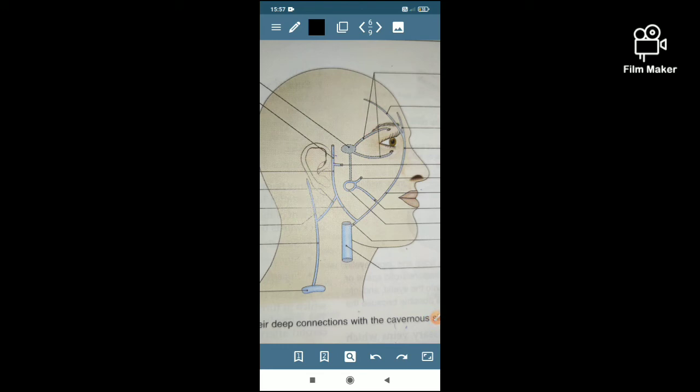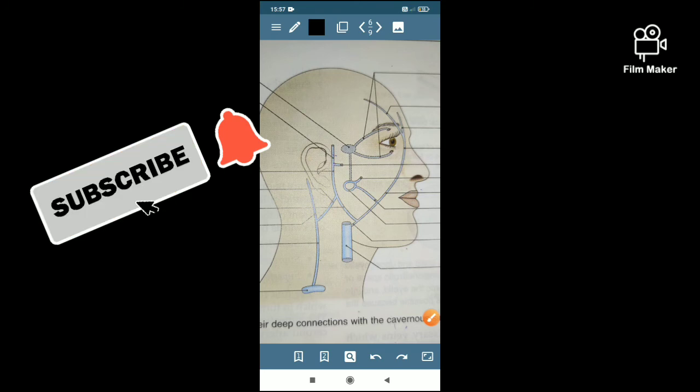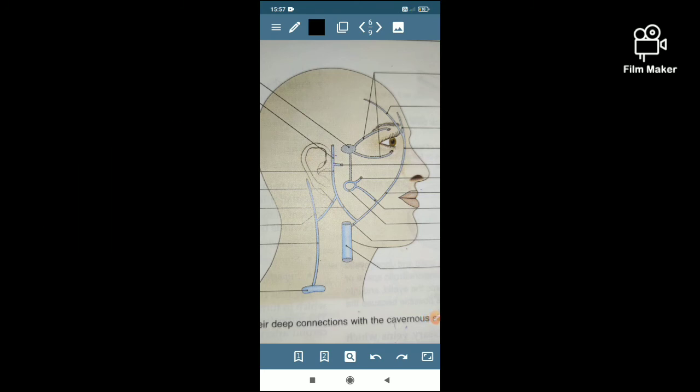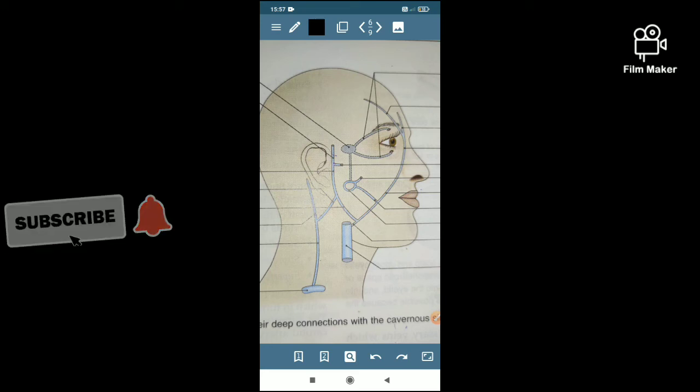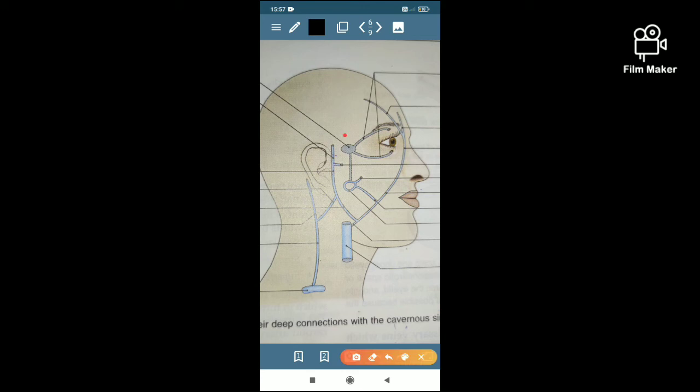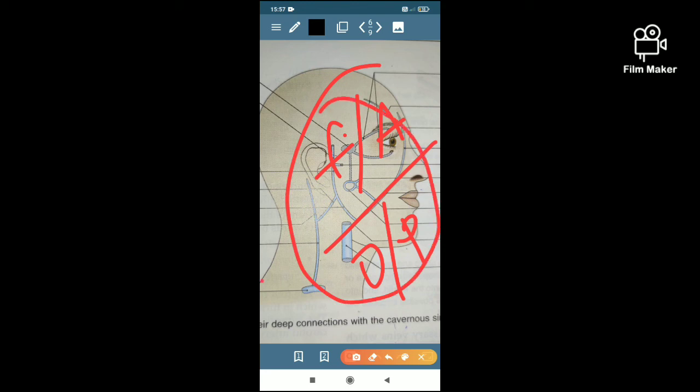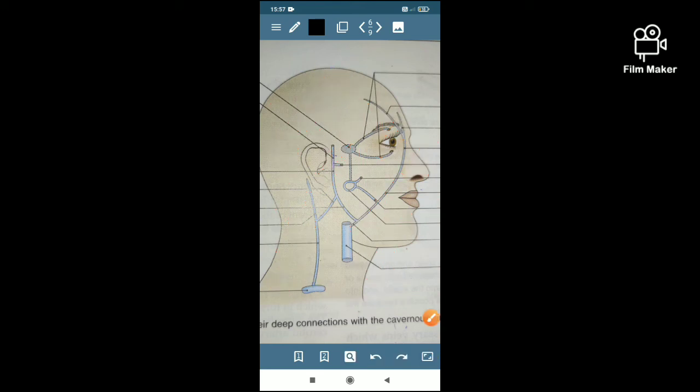Cancellous bones are of less strength than normal bones. You can check it out. And these diploic veins carry the newly formed blood cells which are formed by cancellous bones into general circulation. There are 4 veins on each side. They are frontal, anterior, and occipital posterior. These are the 4 diploic veins. So this is the concept of venous drainage.